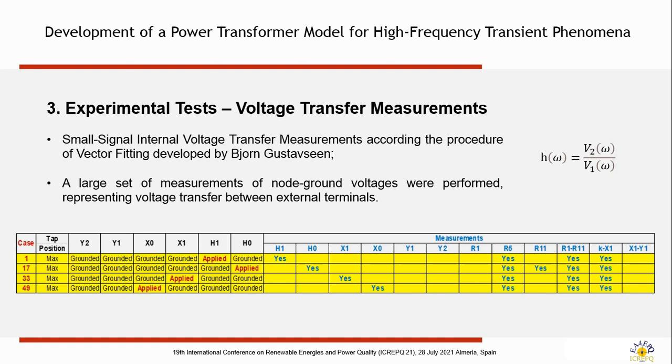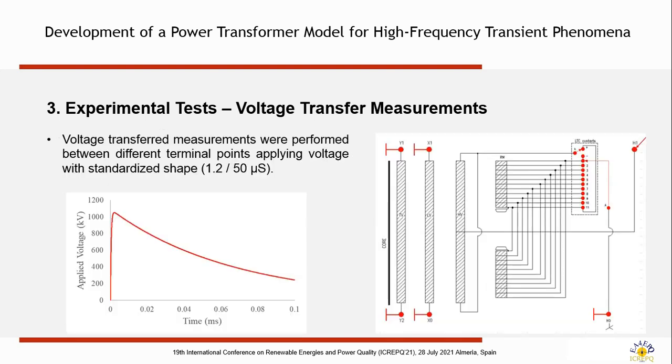So for this transformer, different test configurations were tested, like applying voltage at one point, grounding in another point. In this work, I will just show 4 cases as a sample. In this slide, we can see the typical impulse voltage wave that is applied in the impulse test. In this case, that is the wave that is applied once the vector fitting has been executed.